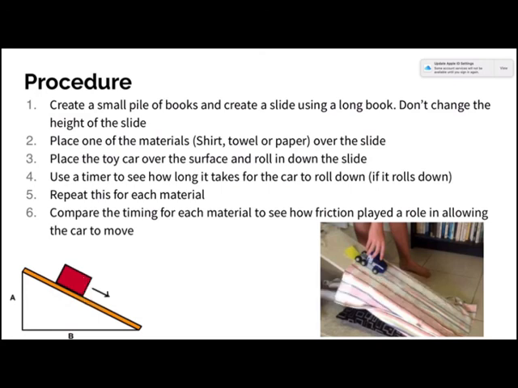And your results should have been that the car moved down easily with the paper. It had a little friction with the shirt. However, with the towel, it was very difficult for the car to slide down. Use the pictures as examples to help guide you in creating your experiment.